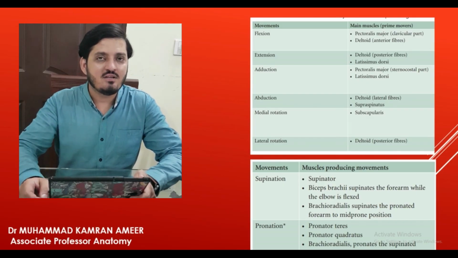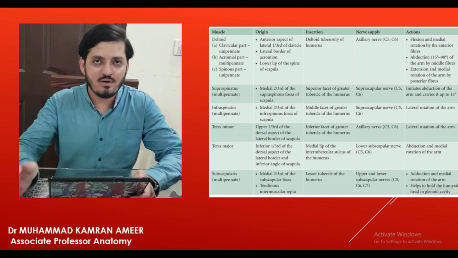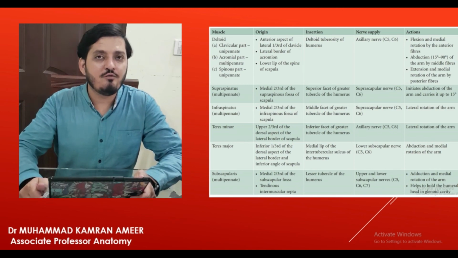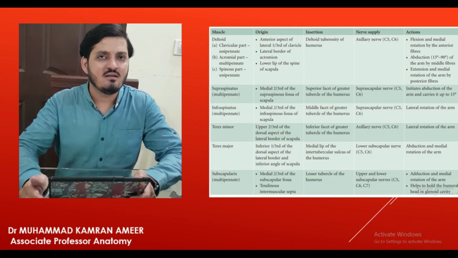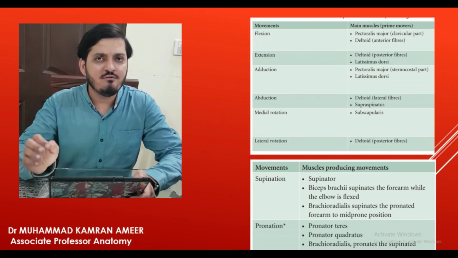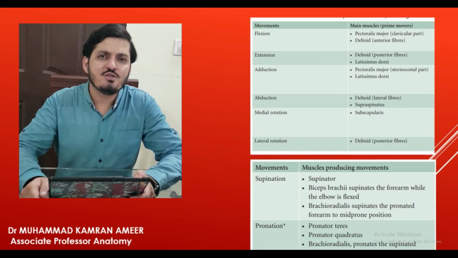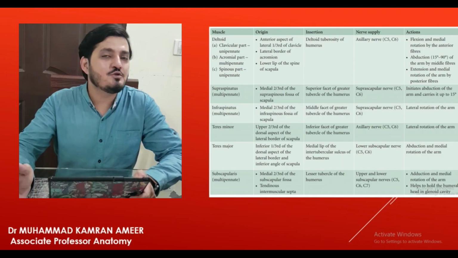Keep in mind, there are more than 50 muscles in the upper limb and the lower limb. If you go for memorizing each muscle separately, it's very difficult. There are only 5 main joints in the upper limb and lower limb. Now the choice is yours. You go for pure rote learning or you go for conceptual learning.